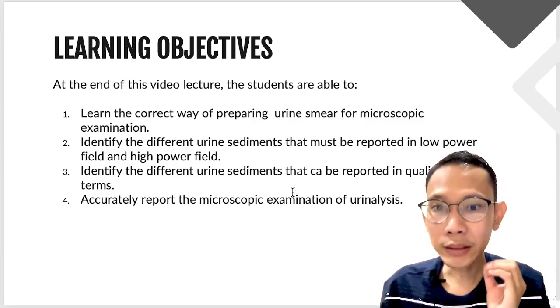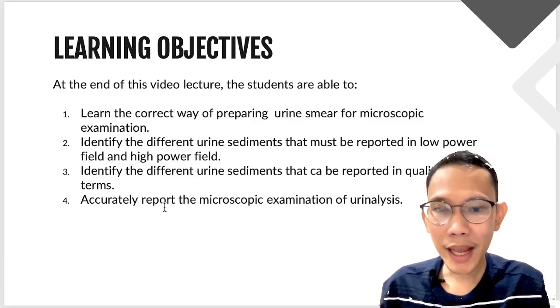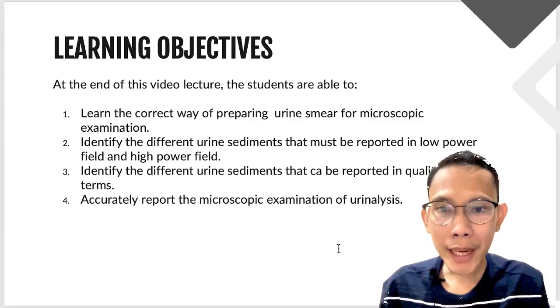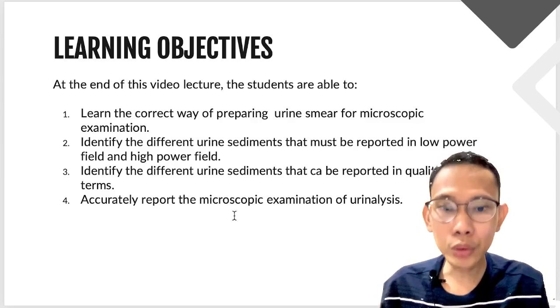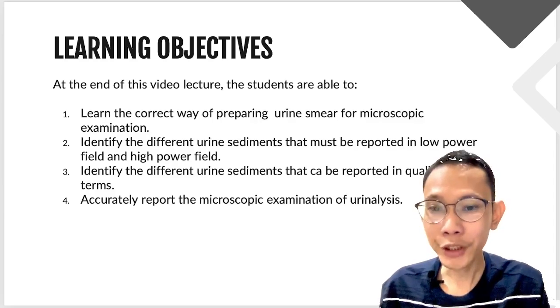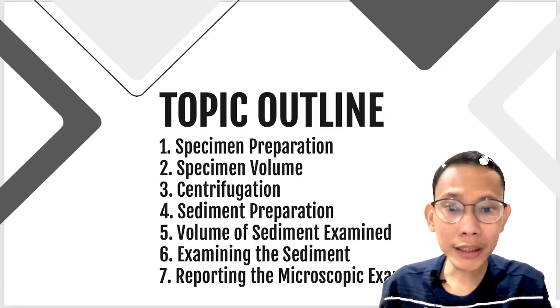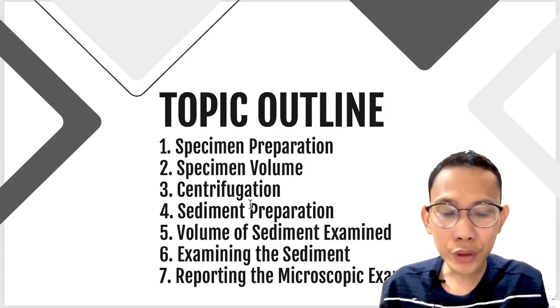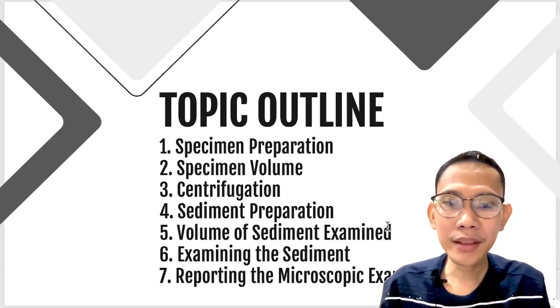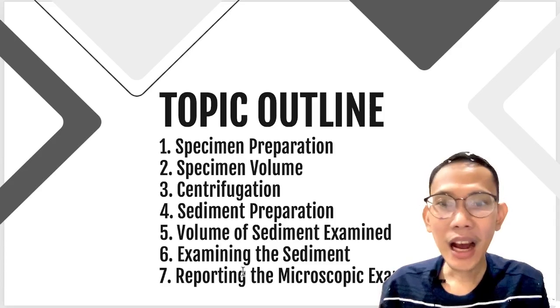Because you are still training, right? And also, accurately report your microscopic examination of your analysis. This is our main objective for today. You will be able to correctly make a microscopic examination of urine and report correctly. So this will be our topic outline. First, your specimen preparation, your specimen volume, the process of centrifugation, the sediment preparation, the volume of sediment being examined, examining the sediment, and lastly, how do we report your microscopic examination.